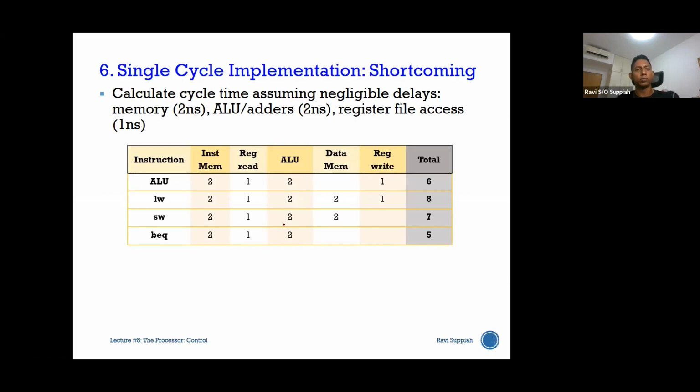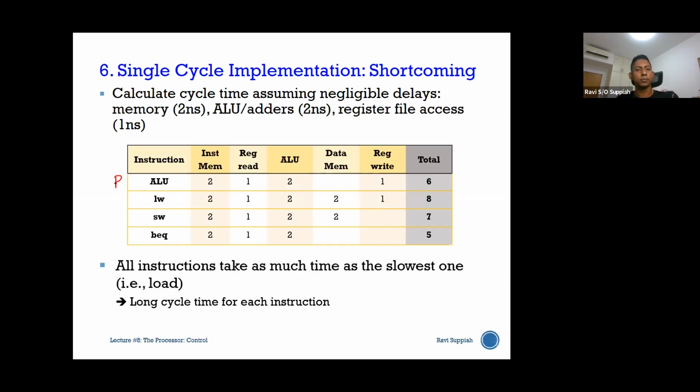So for example here, the ALU type of instruction, that means the R type instruction, you will require access to the instruction memory, the read register, the ALU, and the register write. For R type instructions, as we saw just now, there is no memory access. If there's no memory access, I do not need to have any value here, because I don't need to access the memory. So it's only the instruction, the register access, the ALU, and then the final register write.